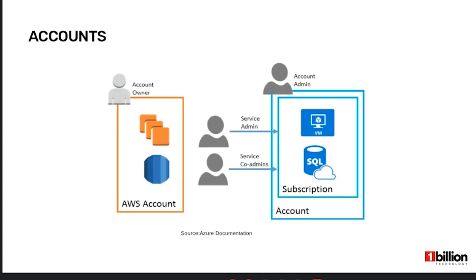And as I said, if you look at this diagram, you can see AWS is a very simple architecture in that sense. You have an account owner, which handles all the resources within it. But when it comes to Azure, there are multiple levels of admins. So I'm not going into that detail because it's a different topic altogether. But remember that it's different. So it's not the same.